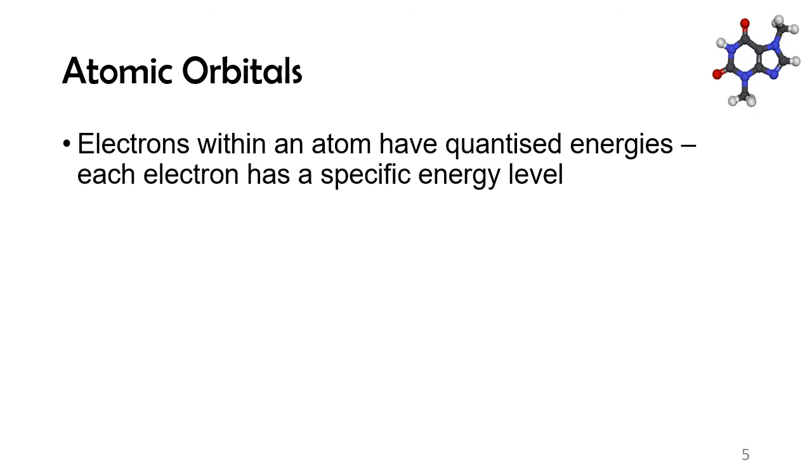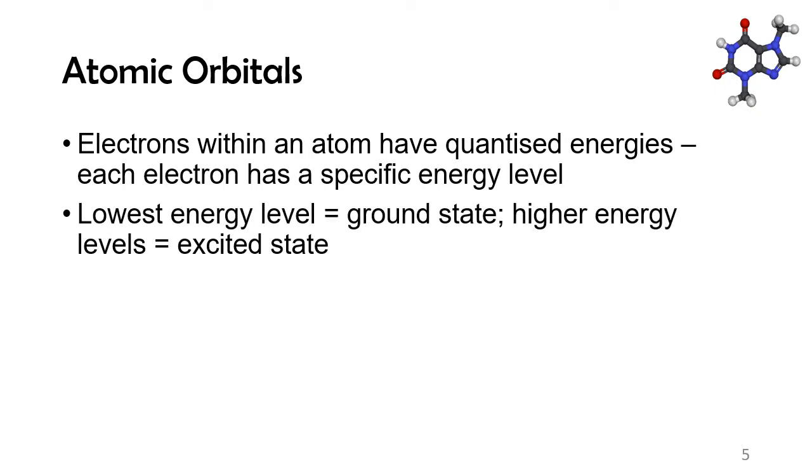Electrons within an atom have quantized energies. That means each electron has a specific energy level. The lowest energy level is the one closest to the nucleus. At this level, electrons are said to be at ground state. The farther away the electron is from the nucleus, the higher is its energy level. This happens when an atom has many electrons that occupy increasingly higher energy levels.